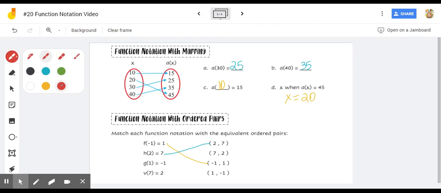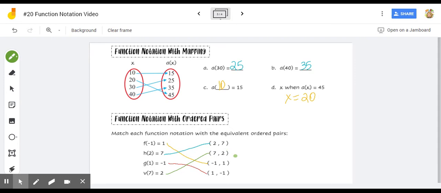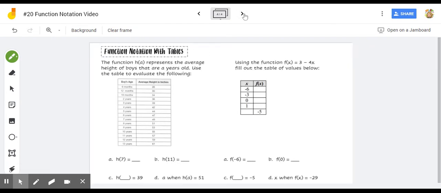All right, the third one here, g of 1 equals -1, means in the function g, we're putting in 1 and getting out -1. So that's this one right here. And last but not least, we have v of 7 equals 2, and we should connect it with (7, 2): input, output. All right, last section, which is the tables.